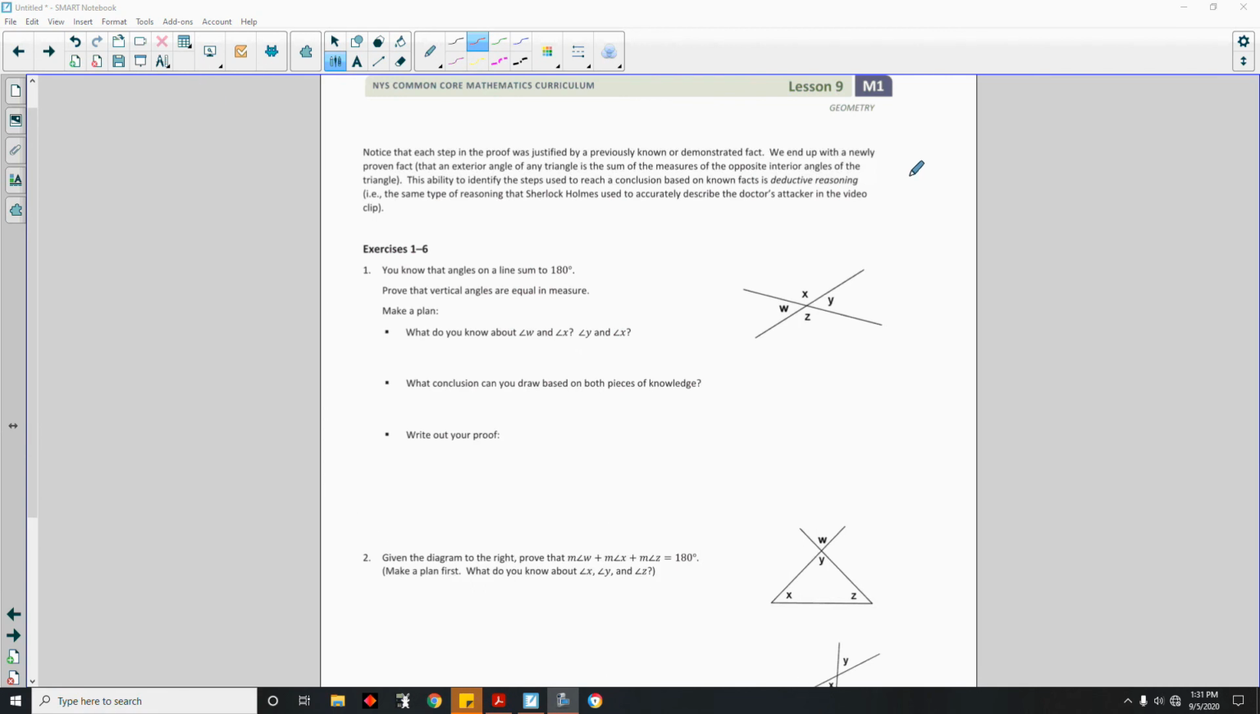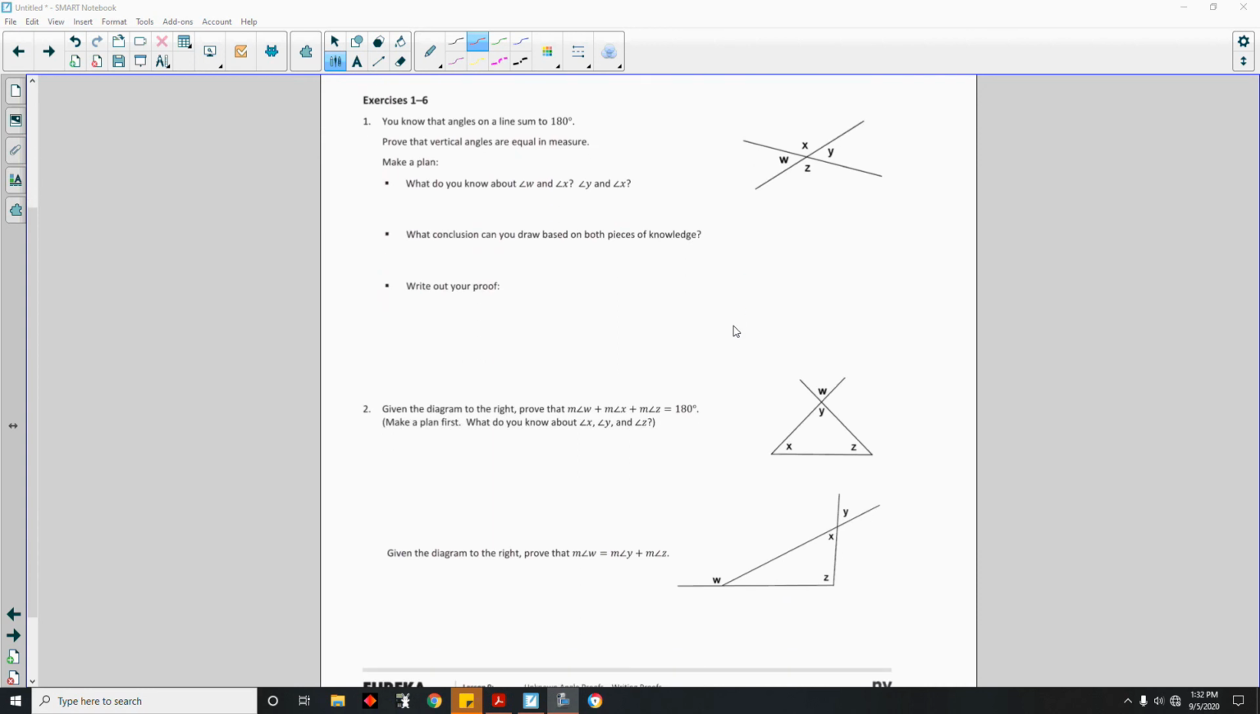Okay, here's page 2, and it says, notice that each step in the proof was justified by a previously known or demonstrated fact. We end up with a newly proven fact that an exterior angle of any triangle is the sum of the measures of the opposite interior angles of the triangle. This ability to identify the steps used to reach a conclusion based on known facts is deductive reasoning, i.e. the same type of reasoning that Sherlock Holmes used to accurately describe the doctor's attacker in the video clip.